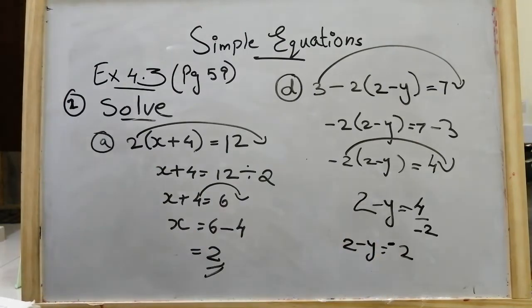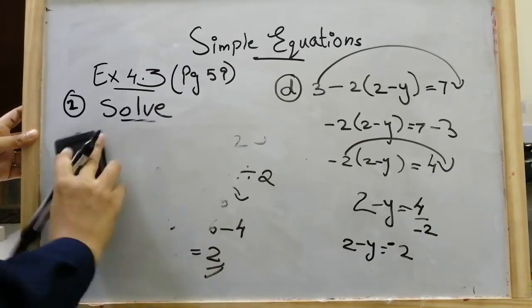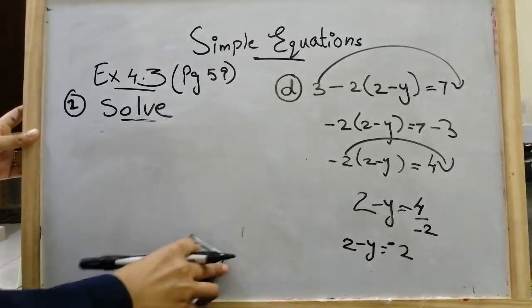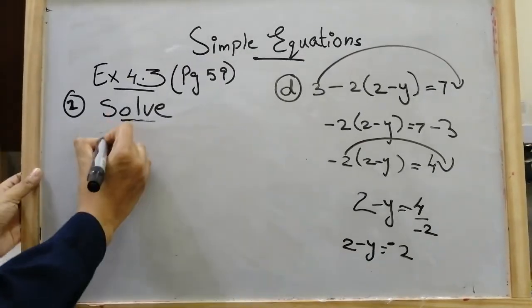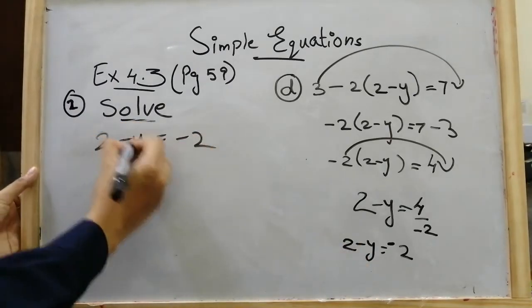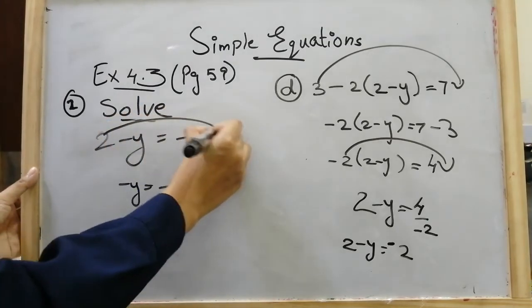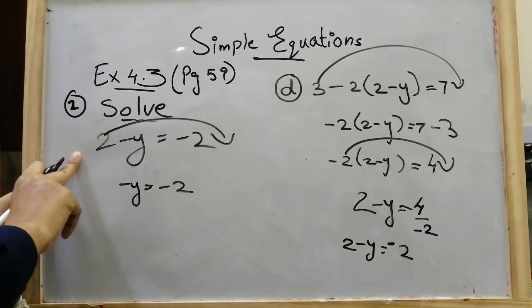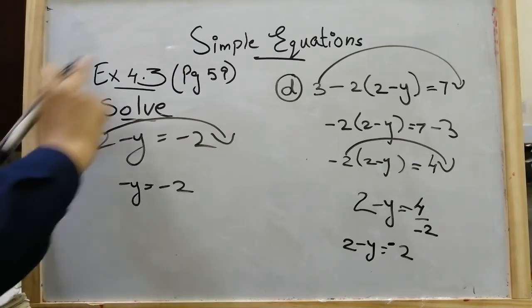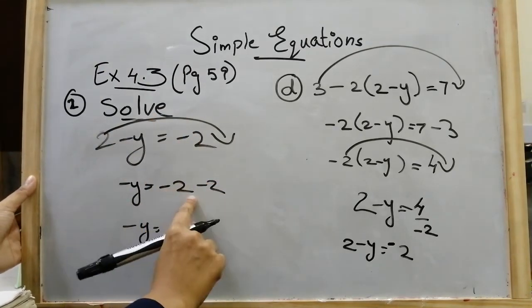Now here, I'll continue it here. Okay. Now here, 2 minus y is equal to minus 2, right? That is where we stopped. Now minus y is equal to minus 2, and this 2 will go to this side. Since there is nothing over here, it means it is plus 2, so it becomes minus 2. Now minus y is equal to minus 2 minus 2.